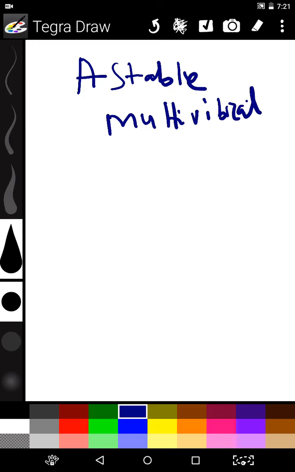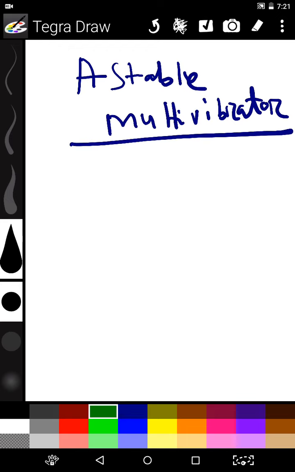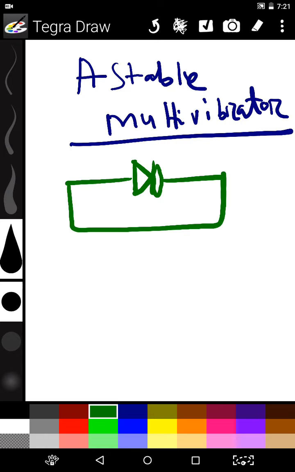A-stable multivibrator using NOT gate. Now we design an astable multivibrator. This one is astable. How does it perform as an astable multivibrator?